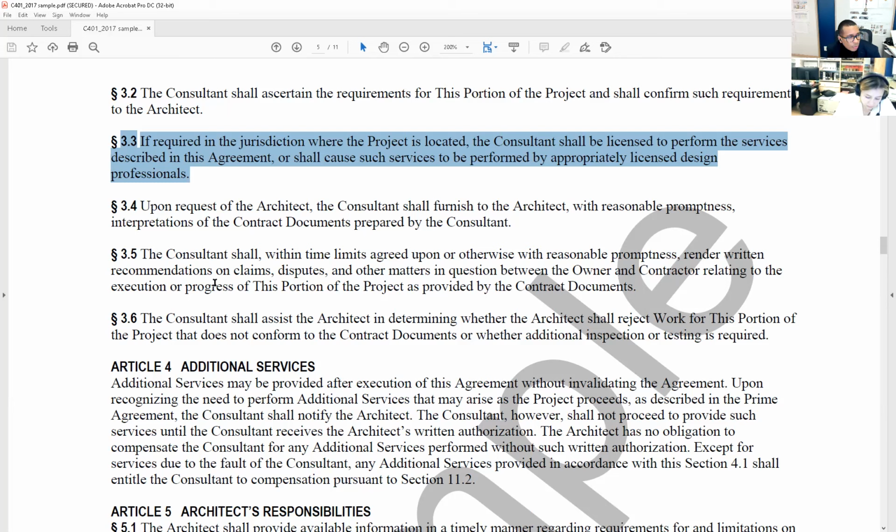So section 3.4, upon request of the architect, the consultant shall furnish to the architect with reasonable promptness interpretations of the contract documents prepared by the consultant.